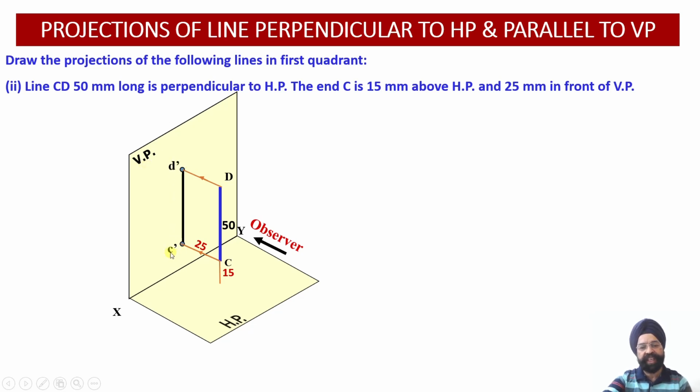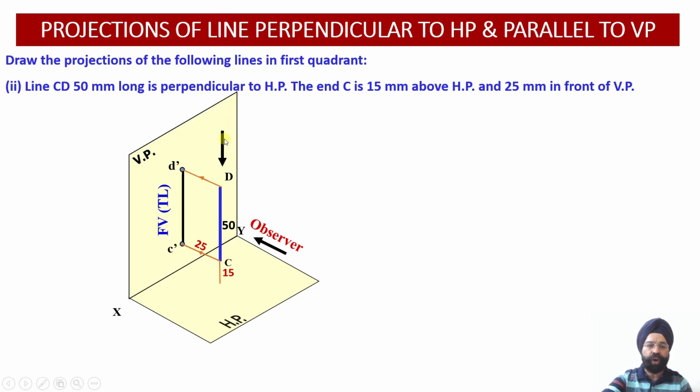So C dash is the front view of the point C, D dash represents the front view of the point D. And since this line CD happened to be parallel to VP, this projection of this line, true length of the line CD, which appears as C dash D dash onto the vertical plane, will show me the true length of the line. So this is again 50 millimeter. If I have shown 50 here, no need to show 50 on the other side.